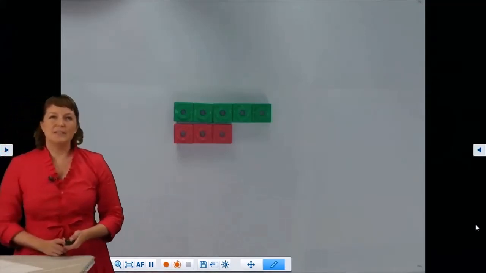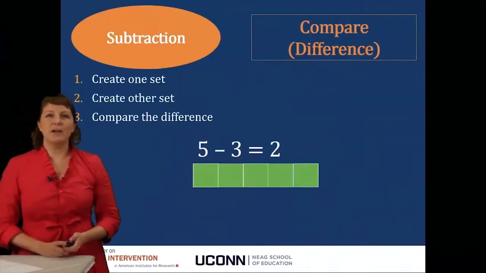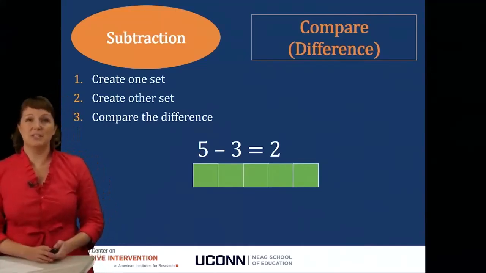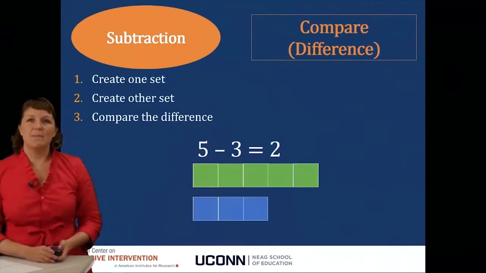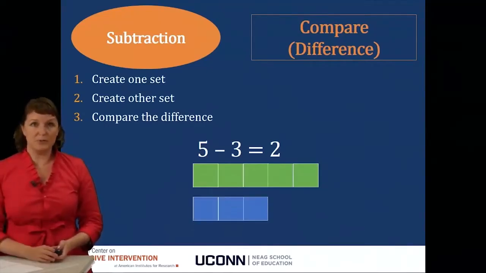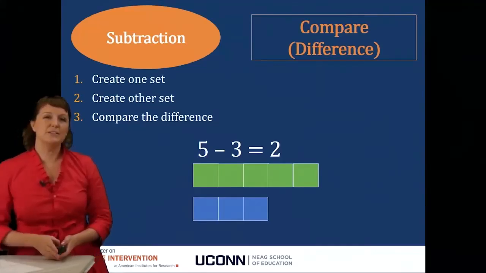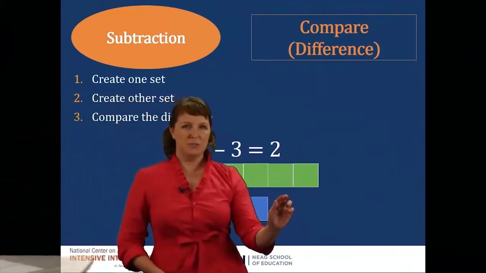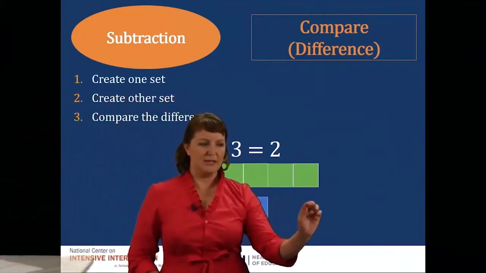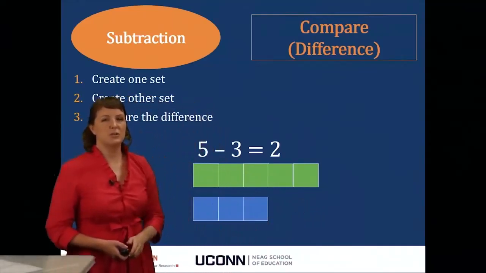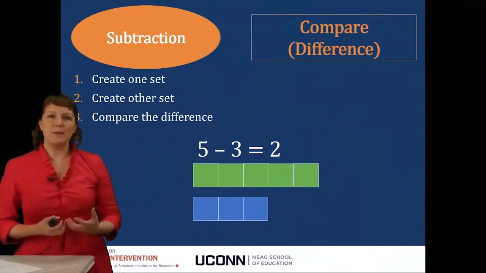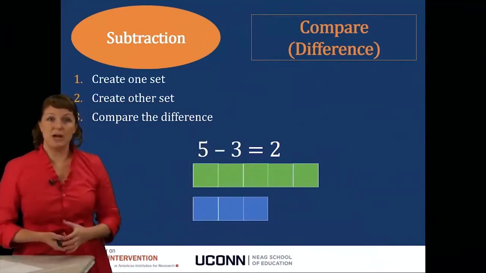Now if we're looking at this on our slides, I can do the same thing as the representation. So here are my 5 green cubes, and then I'm going to compare those this time to 3 blue cubes. So 5 minus 3, and the difference between these is this space right there. 5 minus 3 is 2, so that's the way that we can compare using subtraction problems.